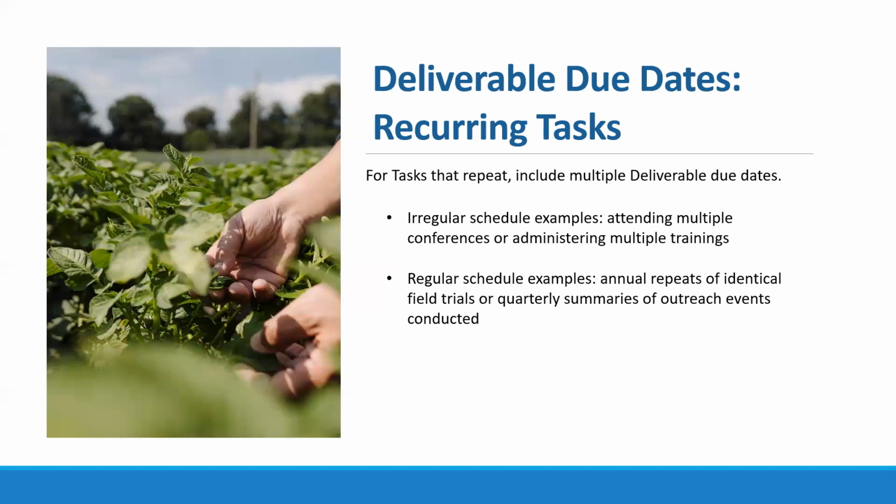And then I'd like to also touch on recurring tasks. Recurring tasks are tasks that repeat themselves, and they include multiple deliverable due dates. So things like attending multiple conferences, administering multiple trainings, conducting multiple field trials. So maybe you're conducting the same field trial 2 years in a row to get additional data. Something like that is going to be an example of a recurring task.